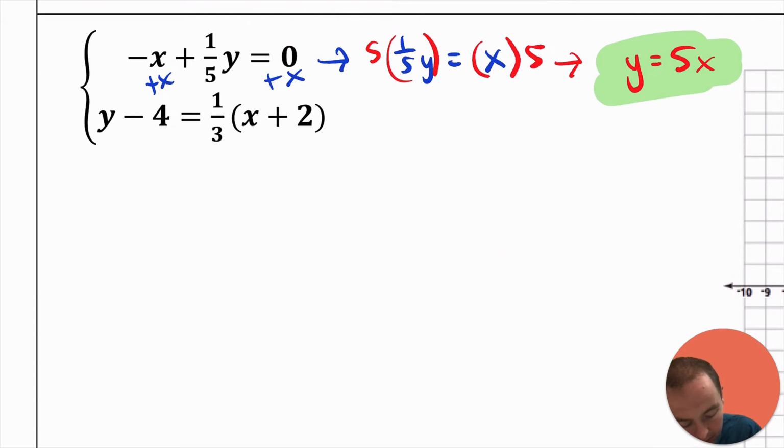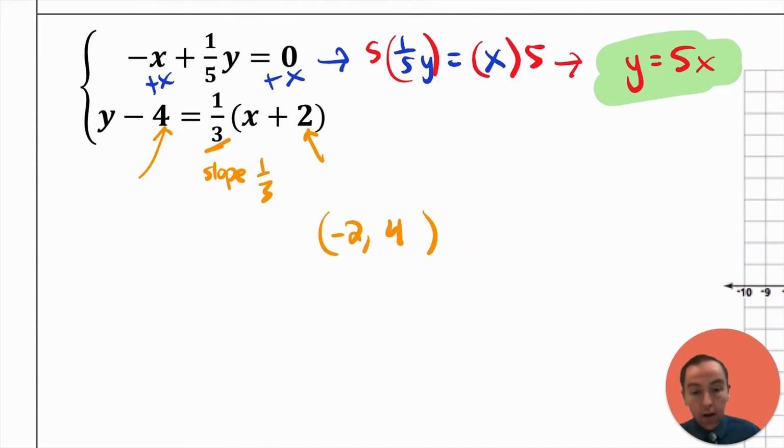And then for the other equation, note that you could actually graph this if you wanted to without solving for y, because this is in point slope form. So you should be able to recognize that this is going to be the slope of the line, 1/3. And then because it's plus 2, that indicates a negative 2 x coordinate. And because you're subtracting 4, you've got a positive 4 y coordinate. So that means that that is going to be a point on the line.